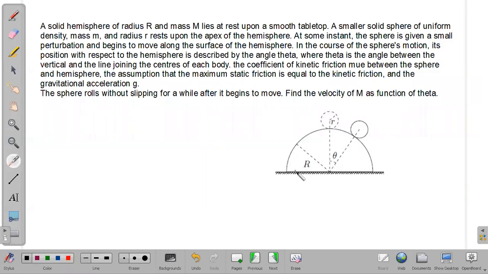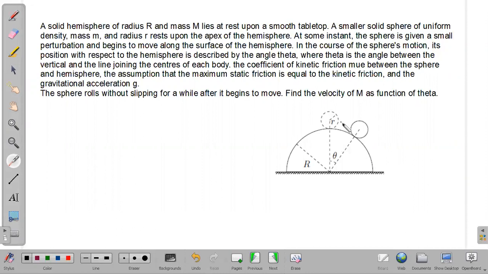In this problem, we have a hemisphere of mass capital M, as you can see, of radius capital R. A small sphere of radius small r is placed at the top of the hemisphere, and it was at rest. That hemisphere is placed on a perfectly frictionless horizontal surface, which means that the hemisphere can slide forward or backward depending upon the forces acting on it.